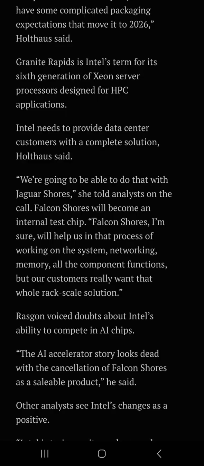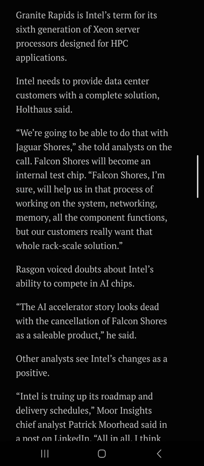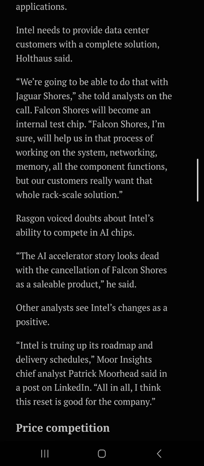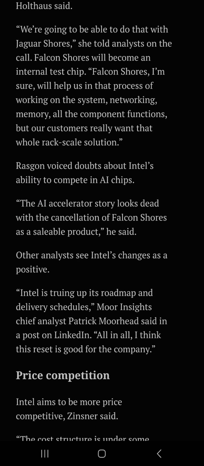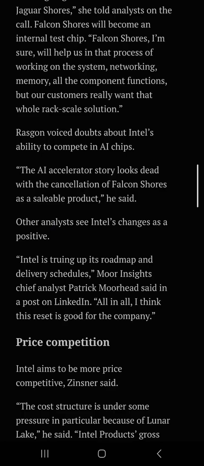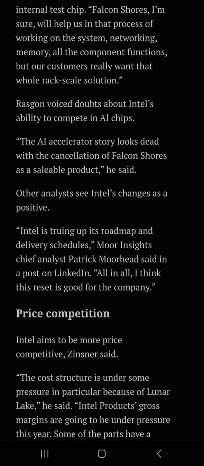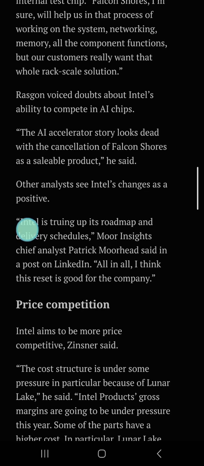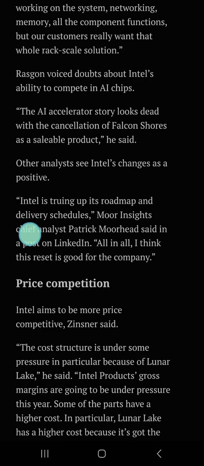Intel is to provide the data center customers with a complete solution, Holthaus said. We are going to be able to do that with the Jaguar Shores, she told analysts on the call. Falcon Shores will become an internal test chip. Falcon Shores, I'm sure, will help us in that process working on the system, networking, memory, or component functions, but our customers really want that whole rack-scale solution. Lasgon voiced doubts about Intel's ability to compete in AI chips. The AI accelerator story looks dead with the cancellation of Falcon Shores as a sellable product, he said.